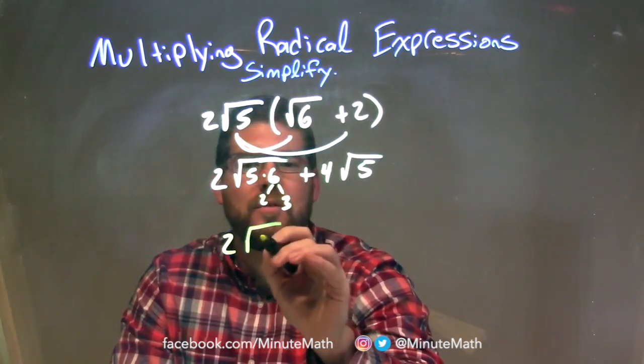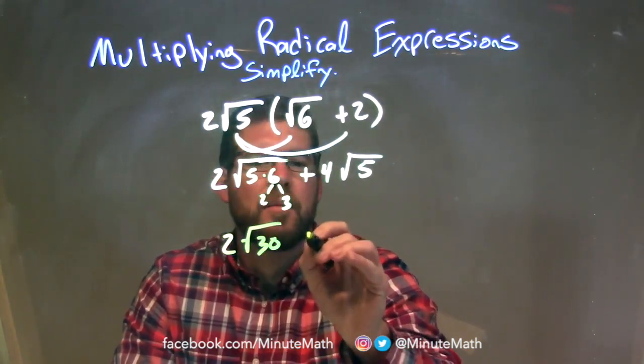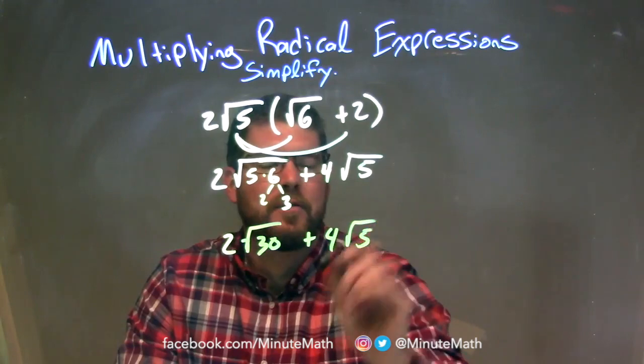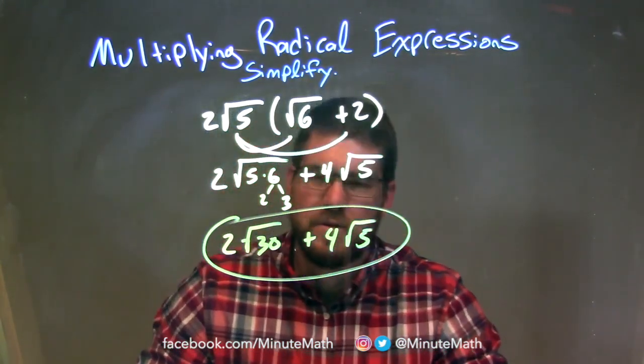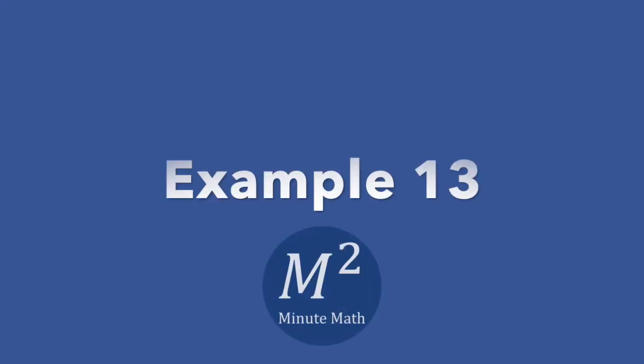So we have 2 times the square root of 30 here, okay, plus 4 times the square root of 5. And so that is just our final answer here of 2 square root of 30 plus 4 times the square root of 5.